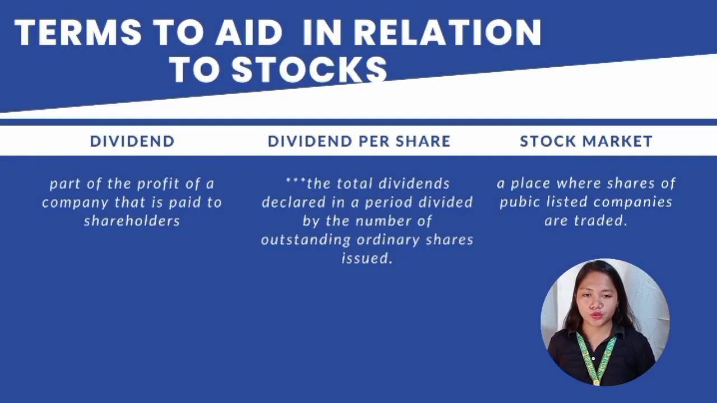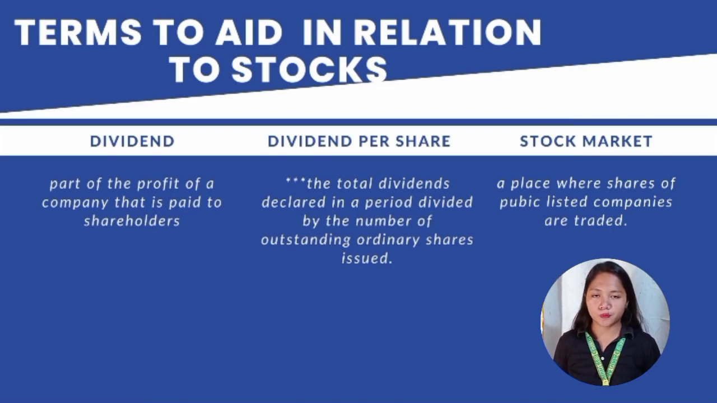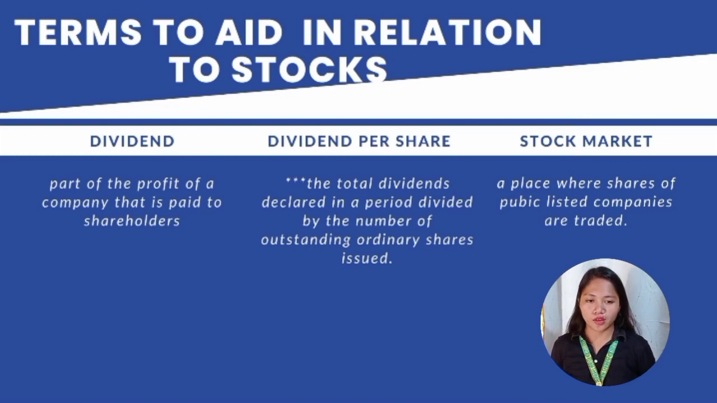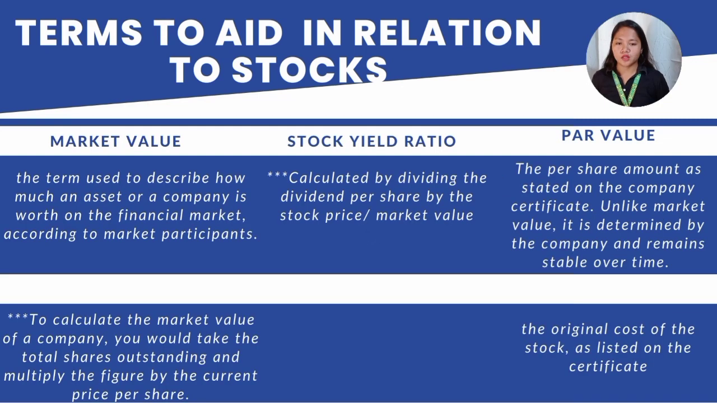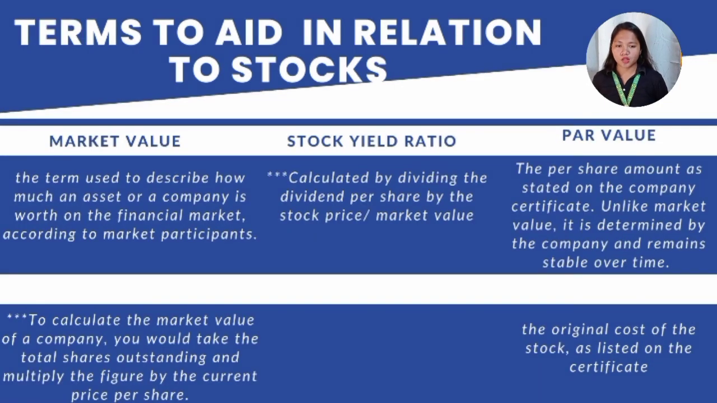Terms to aid in relation to stock. Dividend. Dividend is part of the profit of a company that is paid to shareholders. Dividend per share, the total dividends declared in a period divided by the number of outstanding ordinary shares issued. Stock market, a place where shares of publicly listed companies are traded. Market value. The market value, the term used to describe how much an asset or a company is worth on the financial market according to market participants.